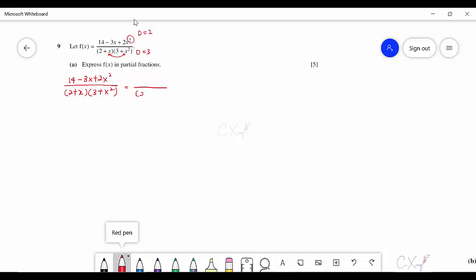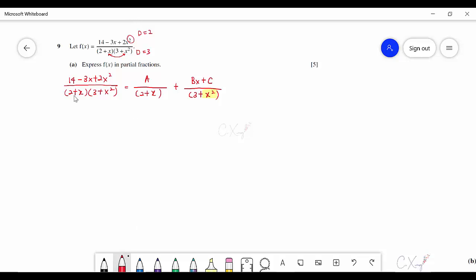Okay, so the first one is actually the linear factor. So on top, we have the constant A. And then for the second partial fraction, the denominator is actually a quadratic factor, right? Because you have the x squared here, it is a quadratic factor. So for a quadratic factor, the numerator should be bx plus c. That means the numerator starts from 1 degree lower. Okay, so which is bx plus c.